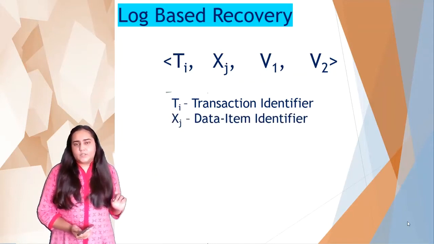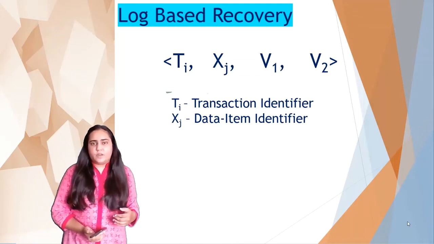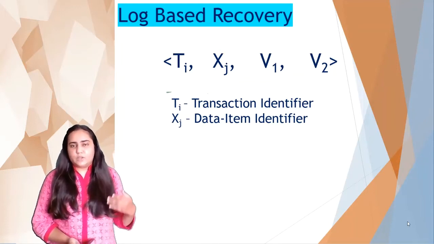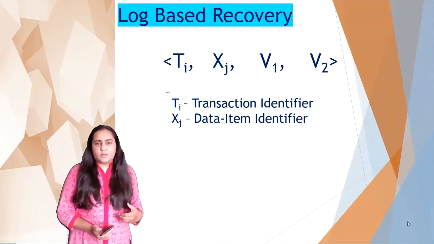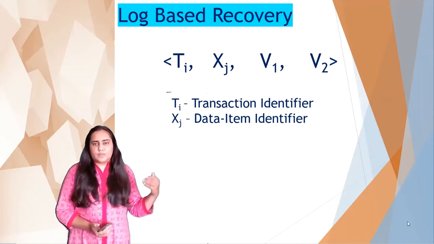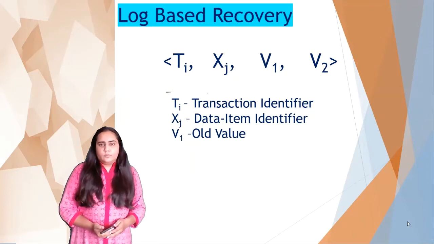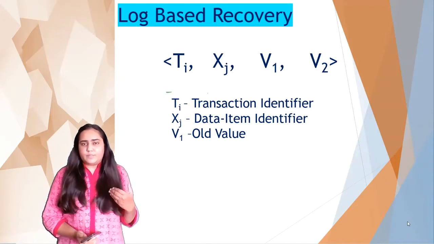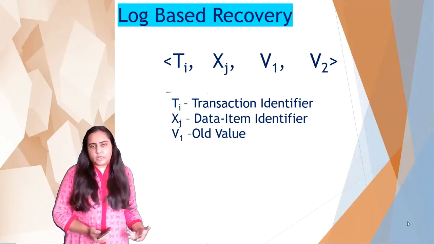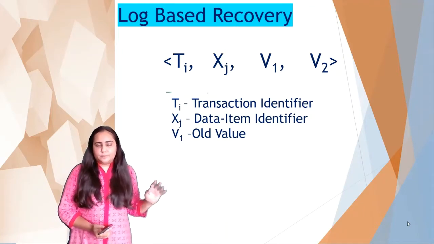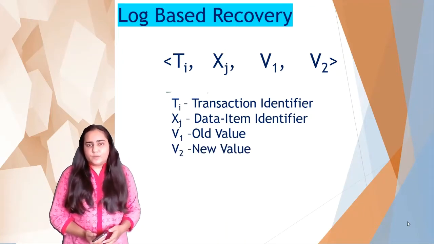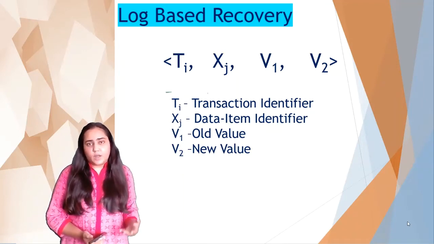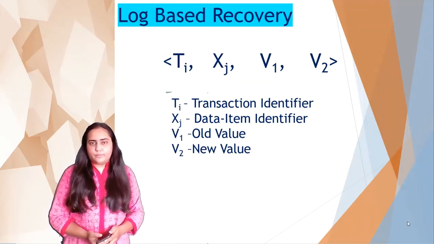XJ is a data item identifier. A data item identifier would tell you which data item is being updated. So essentially, this would be a table name in your database. But in our case, for simplicity, we are just going to use A, B, C, D, and so on. V1 stands for the old value. This means before being updated, what was the value of that data item? That would be stored in V1. And in V2, the new value is stored. So after being updated, what is the value of that data item now? That is stored as the new value.